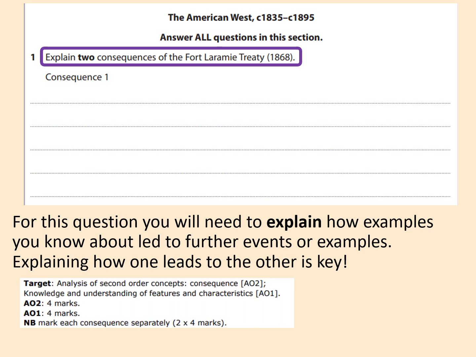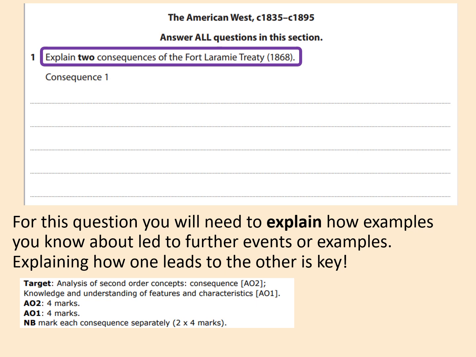Here's a section from the mark scheme. The target in this question is the analysis of second order concepts, in this case consequence, that's known as AO2 or Assessment Objective 2. Knowledge and understanding of features and characteristics, or Assessment Objective 1, is also marked. Notice that there are 4 marks for AO2 and 4 marks for AO1, so you'll need a roughly equal balance between your knowledge and your explanation of the consequences. Note that the examiner will mark each consequence separately, so it's basically a 2 times 4 mark question. So you want to put equal detail into both parts, as we shall see.